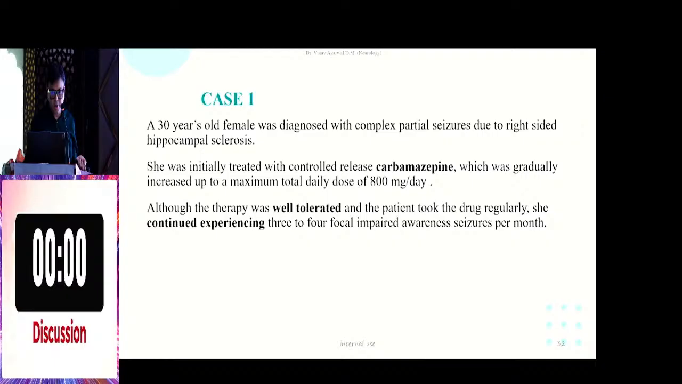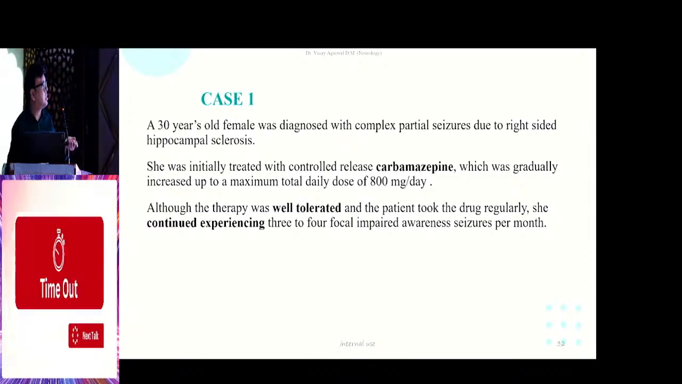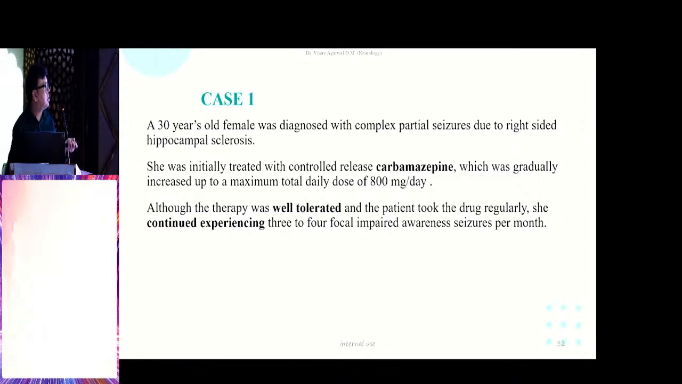Now we have 2 short cases. Is there time, sir? Can we do one case, this one. A 30-year-old female was having complex partial seizures. She had right-sided hippocampal sclerosis.